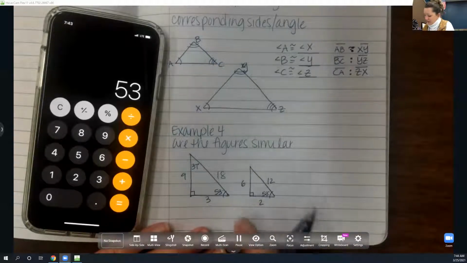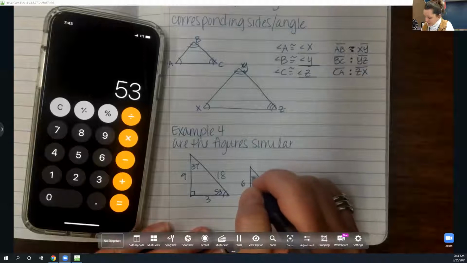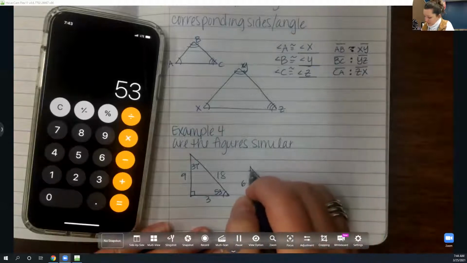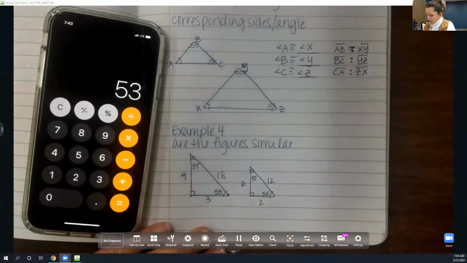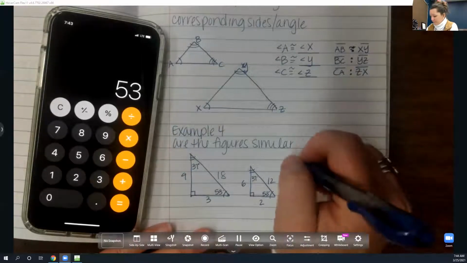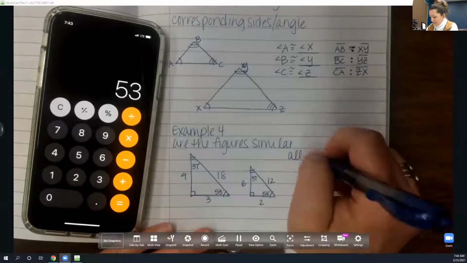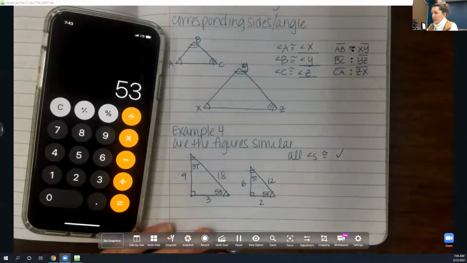So let's see if that's the case here. Well, I know if that's 53, this has got to be 37. So those are also congruent. So what do we know? All of our angles are congruent, so that's true. All angles are congruent, so that's a check mark.